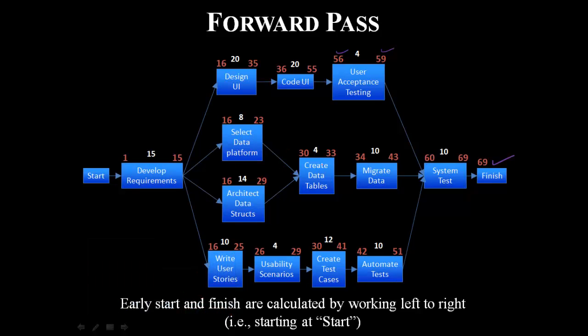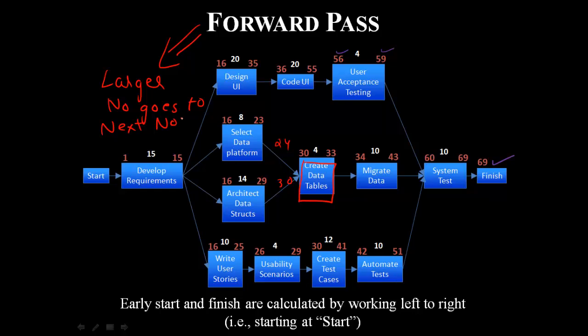So when I'm talking about this particular task, create data tables. If you see here, from here 24 is coming, that it would begin on day 24, and from here day 30 is coming. But we selected day 30. So whenever we do a forward pass, always the larger number goes to the next node. In this case, 24 was coming, and from this 30 was coming, so we took 30.